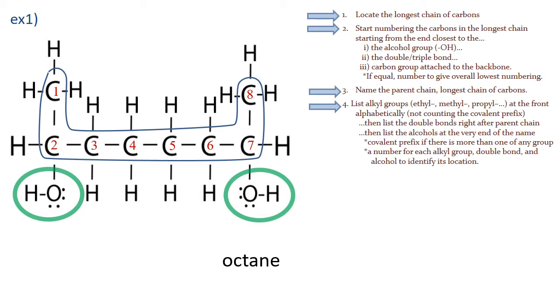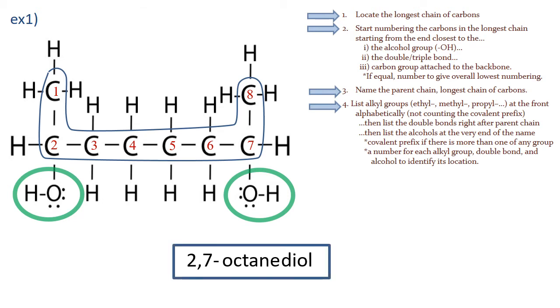And then I list the alcohols at the very end of the name, and I have 2 of those. I need a covalent prefix because there's 2, so I call it diol. And then I need a number at the very front of the parent chain to say where these alcohols are located, and they're on the 2nd and 7th carbon. So right before oct, I write 2,7-. So this guy is called 2,7-octanediol. Box it. Moving on.